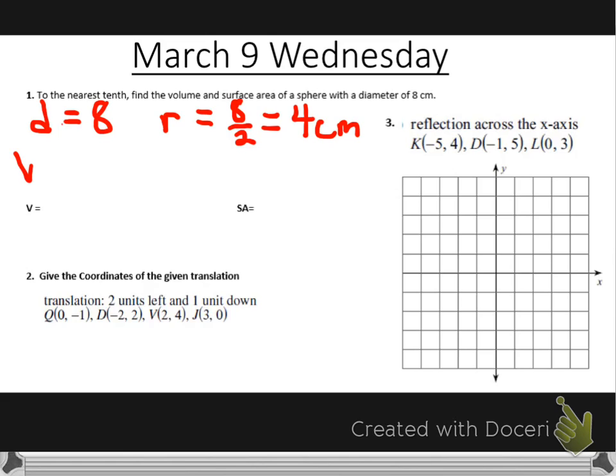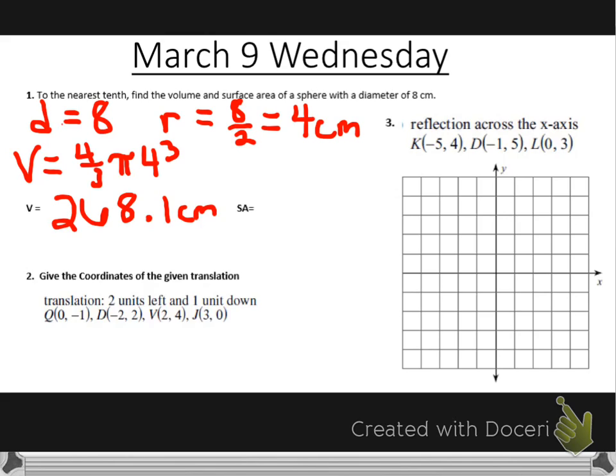So then to find the volume, it's just going to be 4/3 pi, and my radius, which is 4, cubed. Plug those numbers in the calculator, and you should end up with 268.1, and that's centimeters cubed.